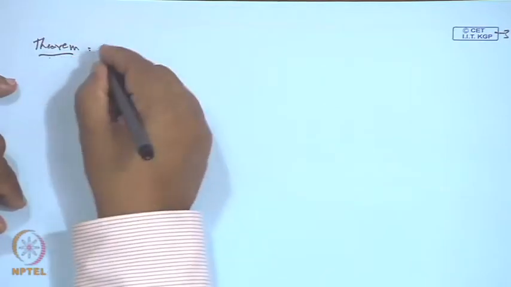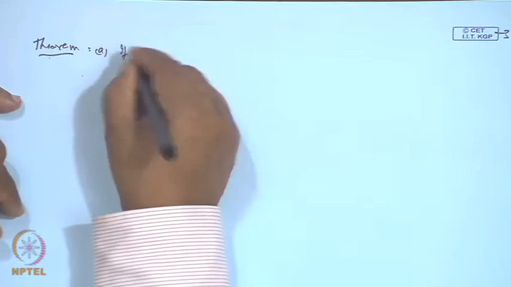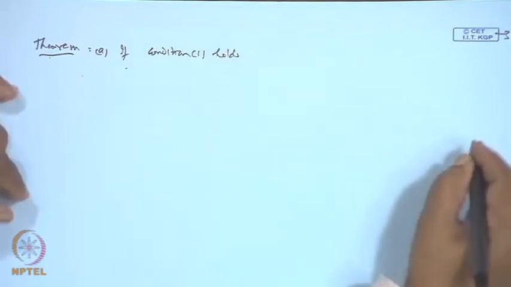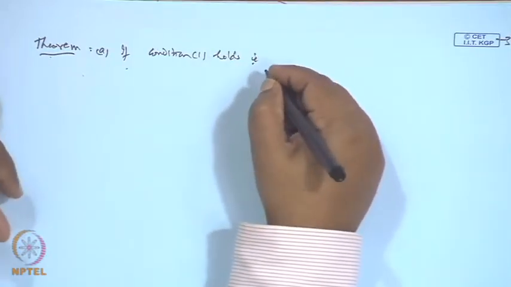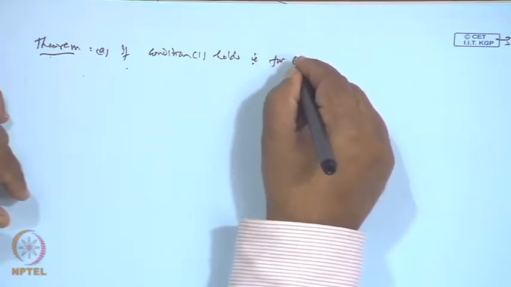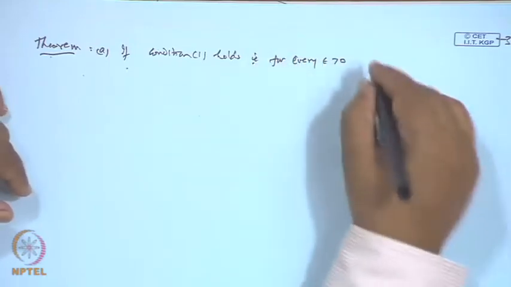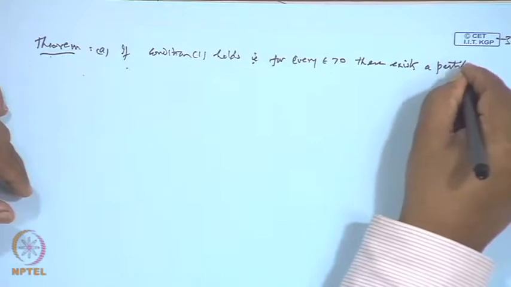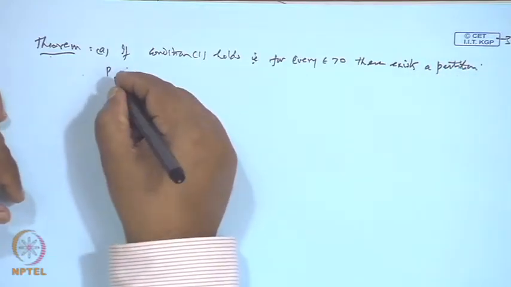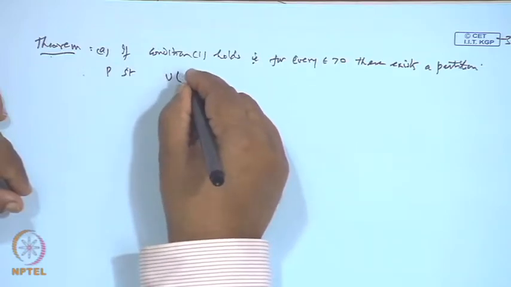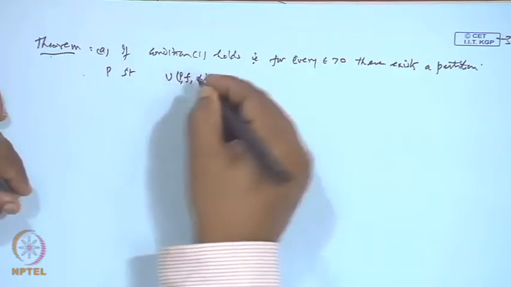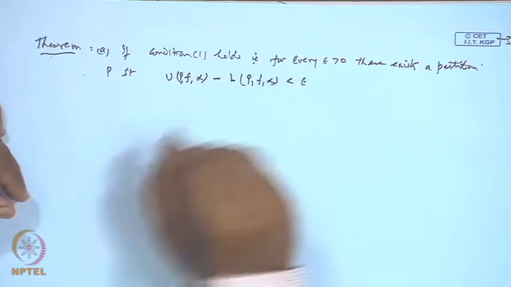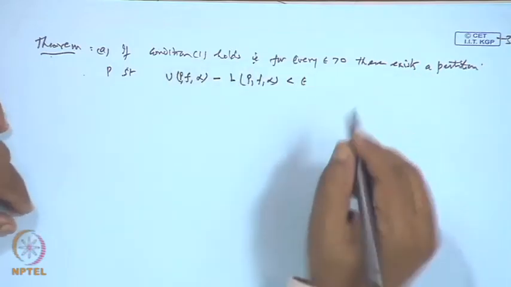The theorem says, in 3 parts, if condition 1 holds, that is, for every epsilon greater than 0, there exists a partition P such that the upper sum of the function f with respect to alpha minus the lower sum of the function f with respect to alpha is less than epsilon.